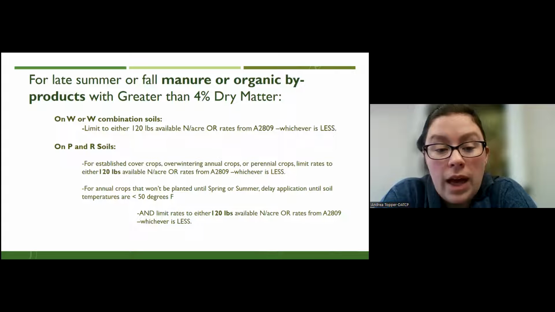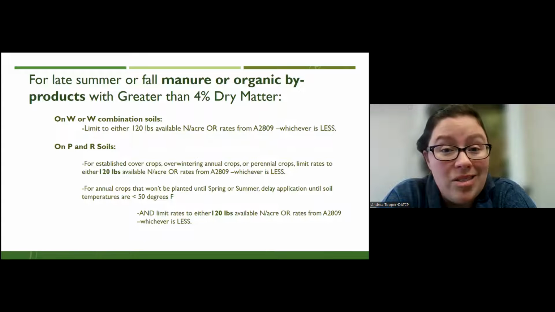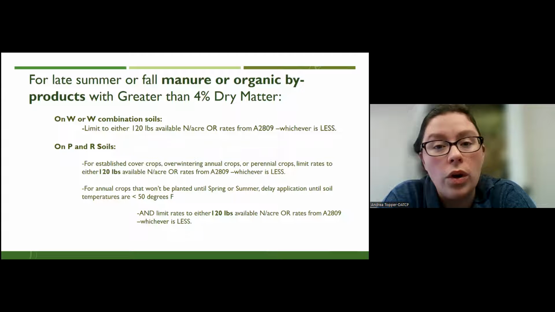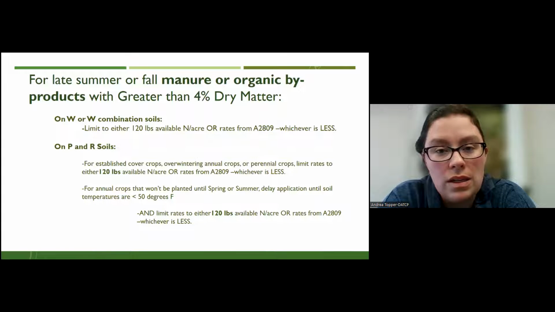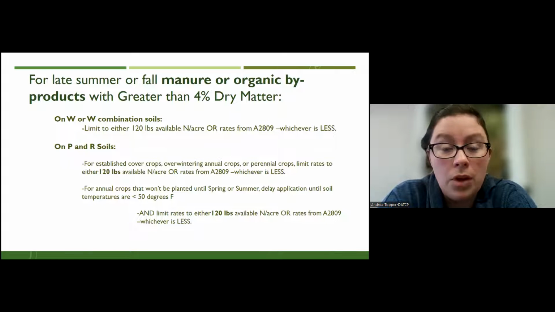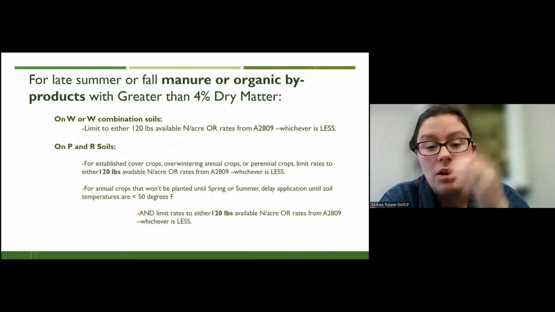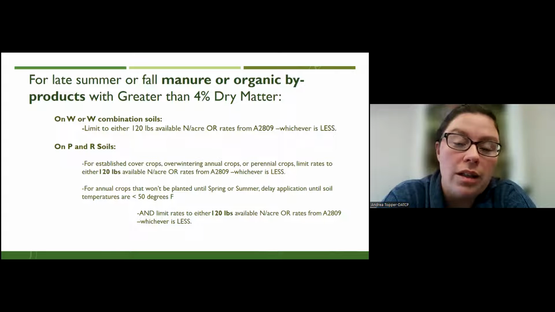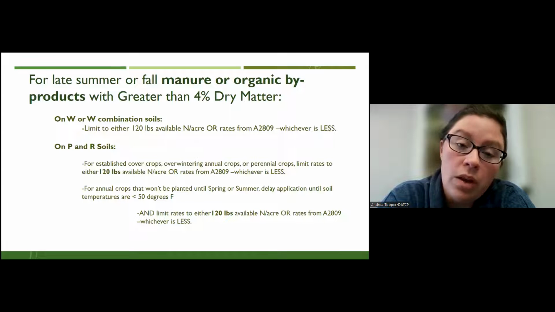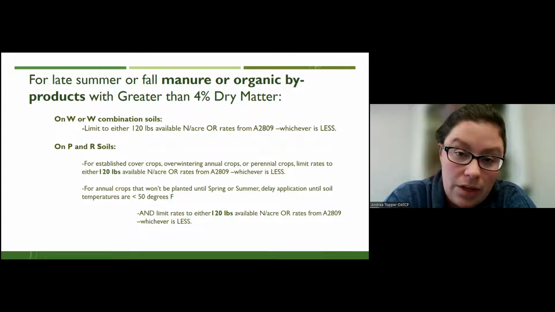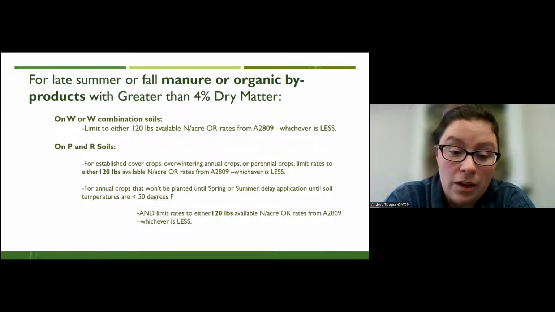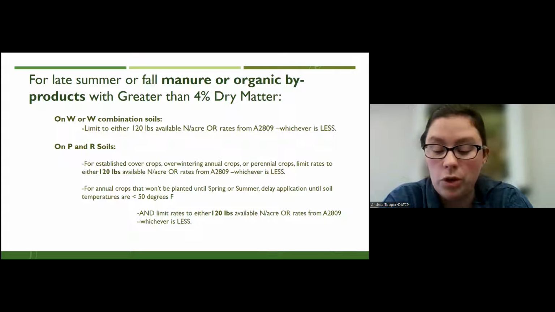Why? Well, at that point in time, the microbes in our soil are starting to go to sleep. They're not nearly as active. That means they're not working as hard to convert our nutrients into an available form called nitrate, which could then leach through our soil profile on our permeable soils. So it's important to wait until the soil temps are less than 50 degrees Fahrenheit. And we're going to limit our rates to either 120 pounds of available N, or again, rates from A2809, whichever is less.